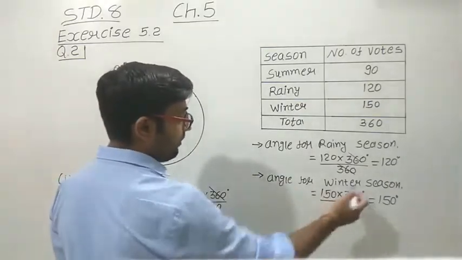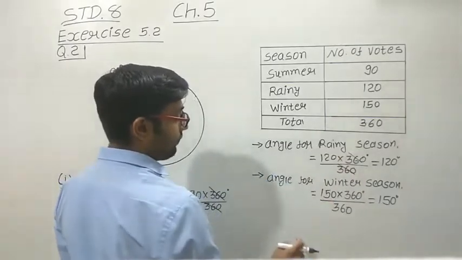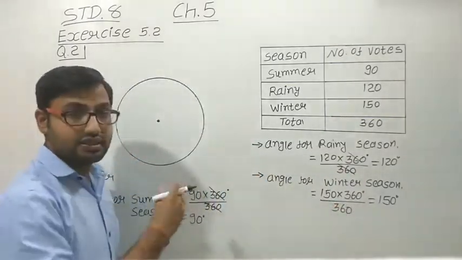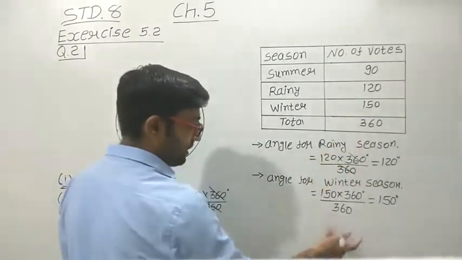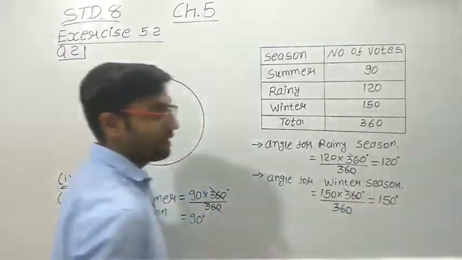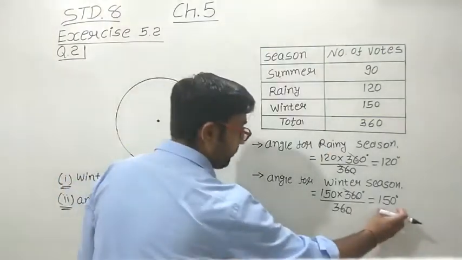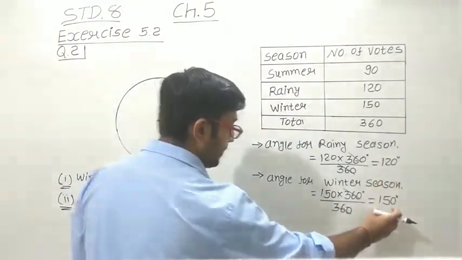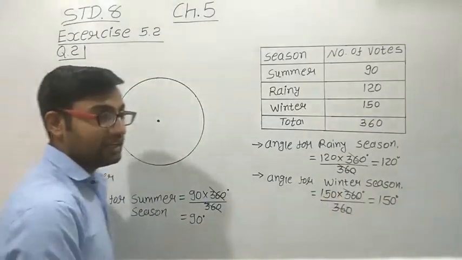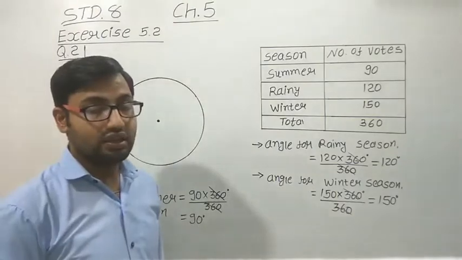Now for the winter season, the number of votes is 150. 150 into the total angle of 360 degrees, and again the total people is 360. When we cancel it, we get 150 degrees as the answer. Now let us check the angles: 150 plus 120 is 270, and 270 plus 90 is 360 degrees. So we get the total angle.